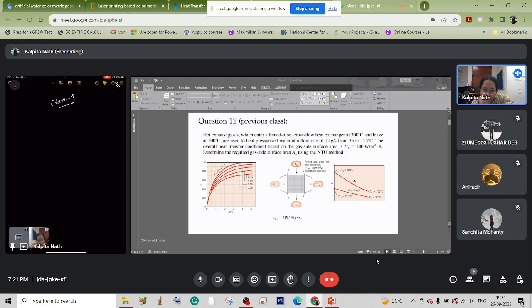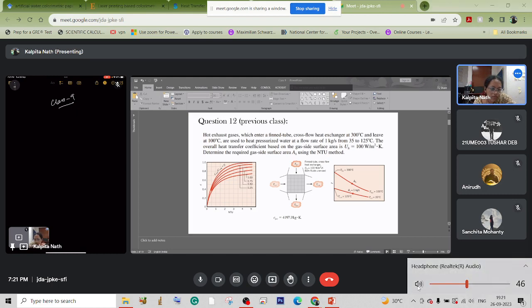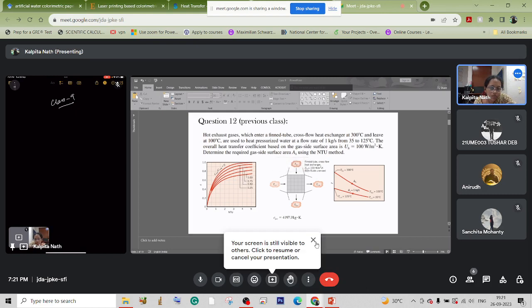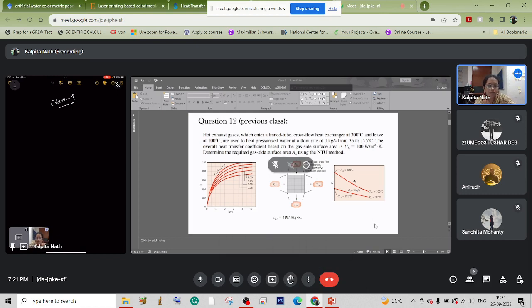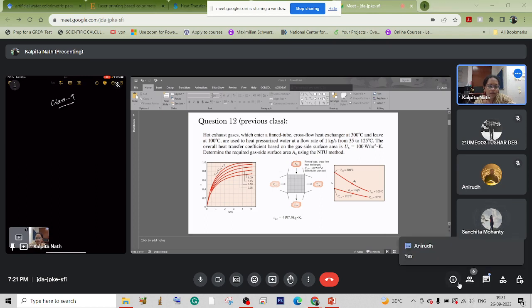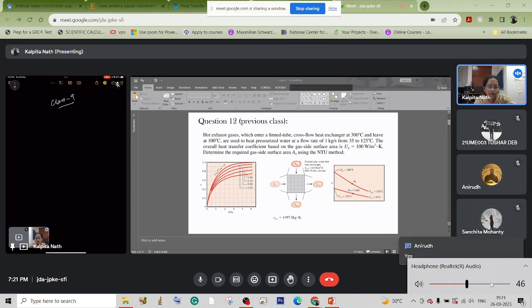The diagram is clearly visible, right? Just one second. Hello? I'm audible, right? Yes, ma'am. Okay, so the diagram is properly visible. You can see the diagram because that will be required for calculating the NTU.